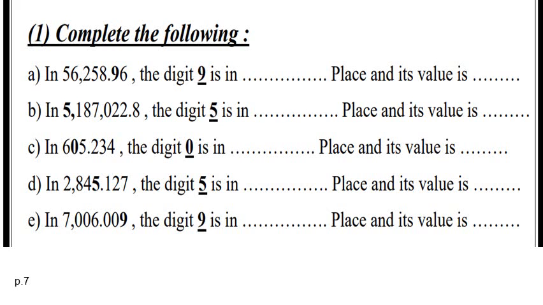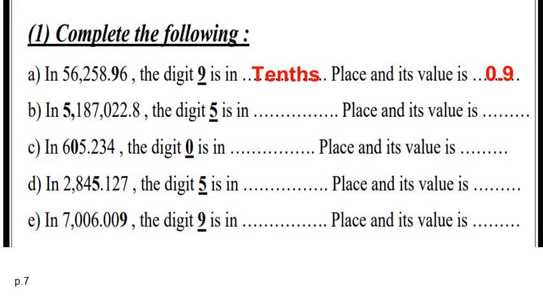The 9 is in the first decimal place, and as we said, the first decimal place is called tenths. So here the digit 9 is in the tenths place, and its value is dots. Its value is what? Here 9 tenths, 9 under the tenths, so we have only one decimal place, so its value is 0.9, and also we can write it as 9 over 10.